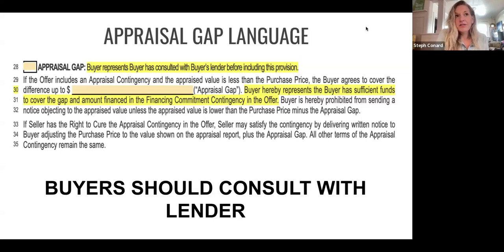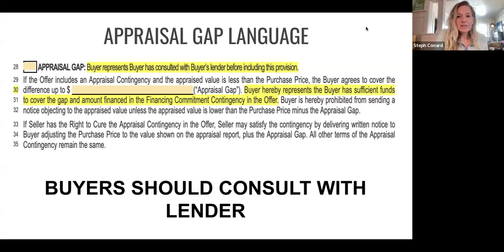So if we include language that a buyer can cover a gap, and then push comes to shove, they don't have the means, then we've put them in a really, really vulnerable position. So we need to make sure that buyers are definitely in the position to include an appraisal gap, and that's only after confirming with the lender if they are able to do that or not, okay? So I think that's what we definitely want you to hear first above anything with this language.